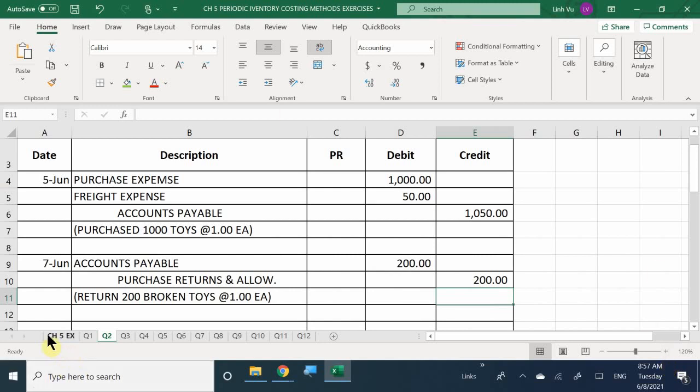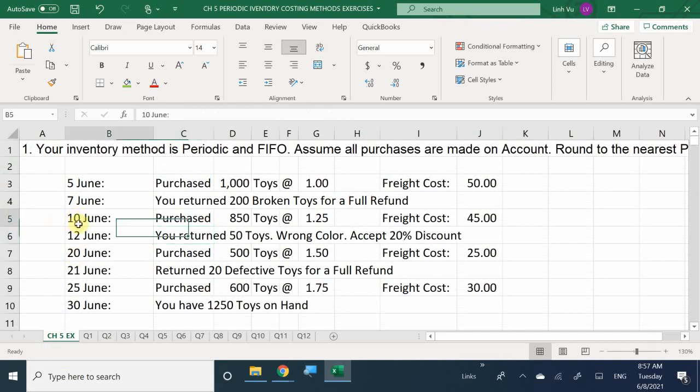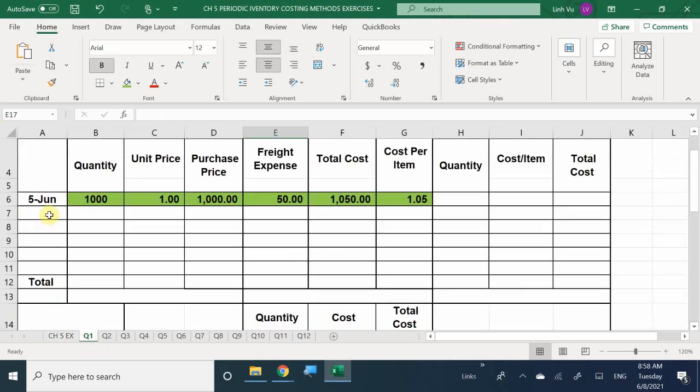So let's go ahead and go back to the scenario. So then, what happened here on June 10? Purchase 850 toys. Okay, so I'm going to go to my worksheet first. June 10, we purchased 850 toys at what cost? 1.25. And how much was the freight? $45. Yes, it was $45. Good. So what is going to be my purchase price? I got 1,000. So it's wrong. Okay. 1,062.50, because this is 850 at 1.25.